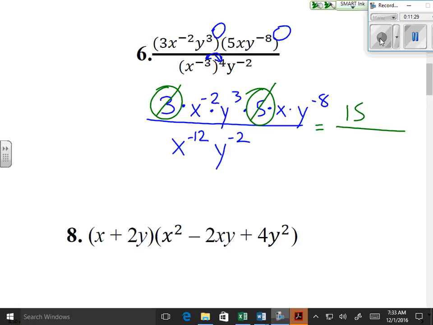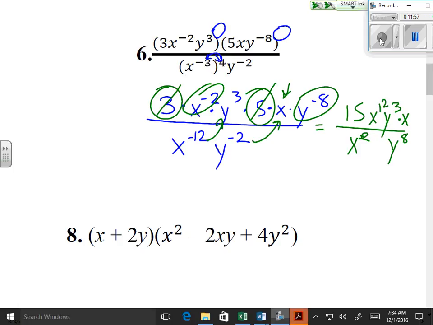So we're going to leave the y to the third where it's at because it's positive. We're going to leave this x where it's at because it's positive. This y to the negative 8, we're going to put downstairs with y to the 8th. This x to the negative 2, we're going to put downstairs as x to the 2. And these two are going to go up. So this would be x to the positive 12 and y to the positive 2. I kind of got myself all crowded up.